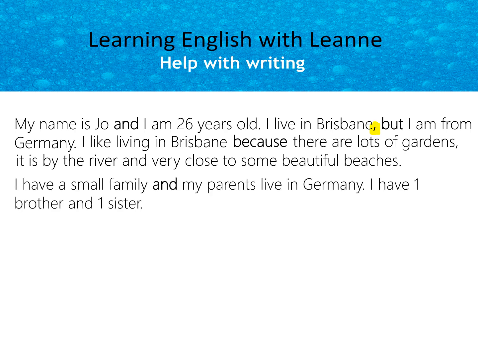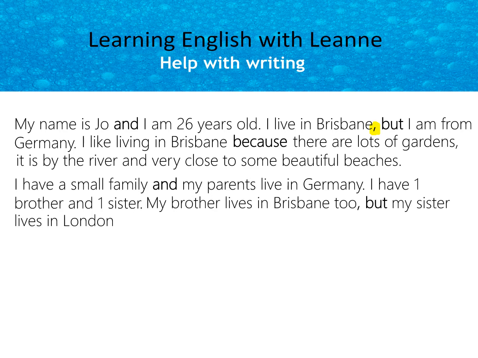So a new paragraph talking about my family now. So again, I've used and in the first sentence with two actions, I have, my parents live. I've connected this with and. Then I want to talk about my brother and sister. So my brother lives in Brisbane too, but my sister lives in London, so a different city. I'm going to say, why does she live in London? Because she studies at Oxford University.